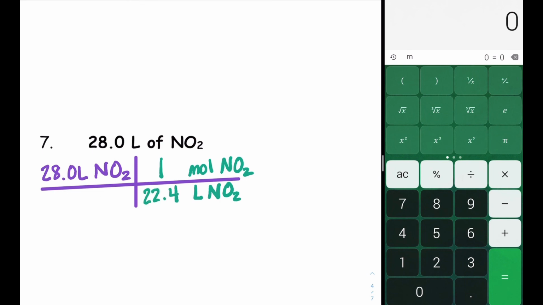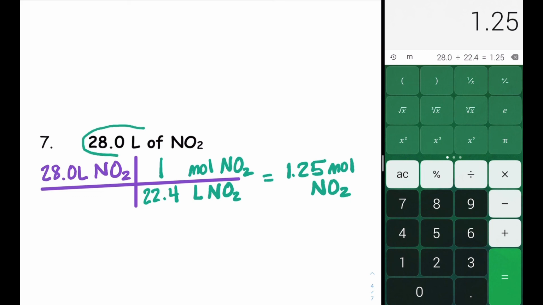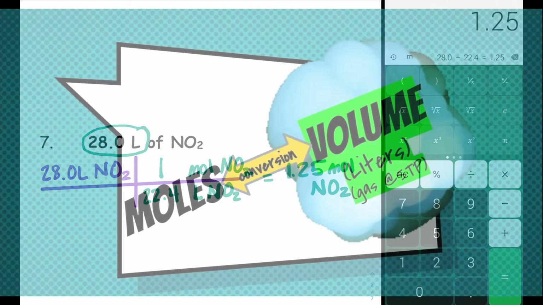And now we're going to use our calculators to do the math. 28.0 times 1 is 28.0 divided by 22.4. That comes out to 1.25 moles of NO2. We can use our calculator answer because we need 3 significant digits in our final answer. And this is how you convert between liters and moles at standard temperature and pressure conditions.